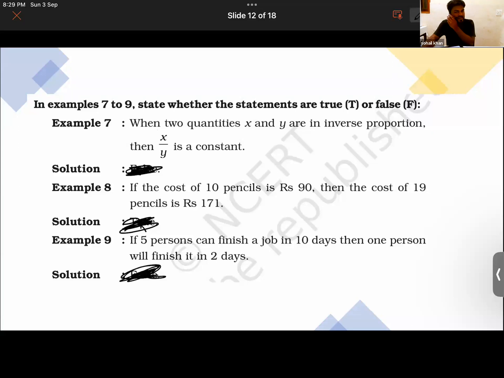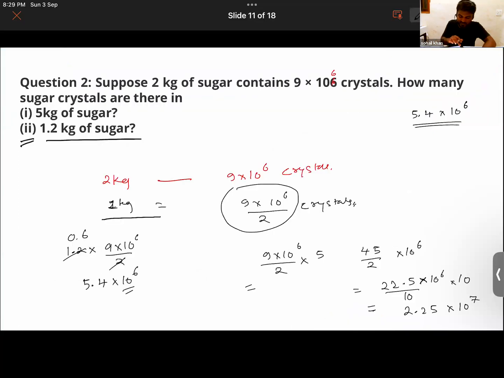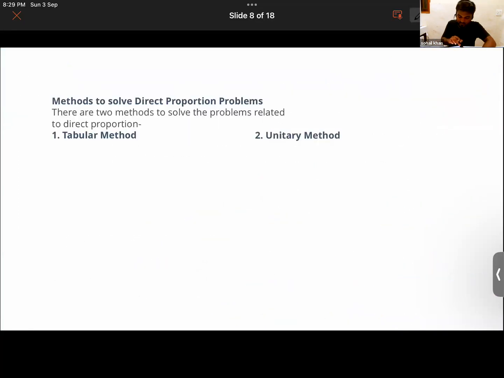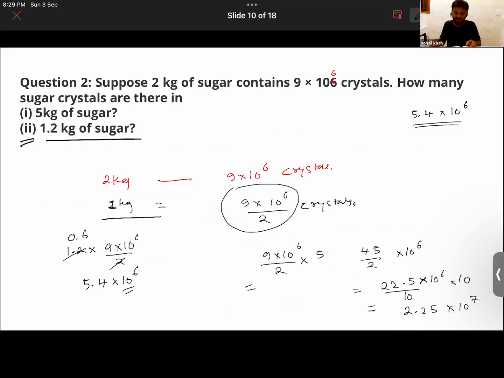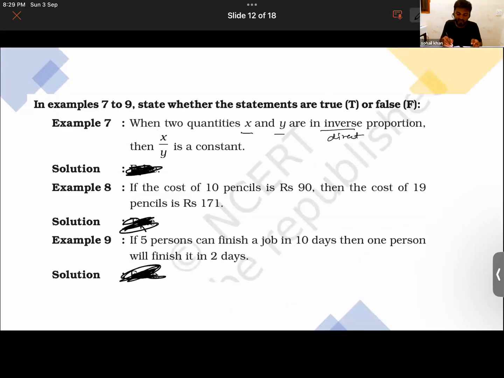No. When two quantities x and y are in inverse proportion, then x upon y is not a constant. This is true for direct proportion, not inverse proportion. Did you just forget it? In direct proportion, there is a constant k, right? No matter whether the constant is k or anything, x upon y is a constant, for example, k.